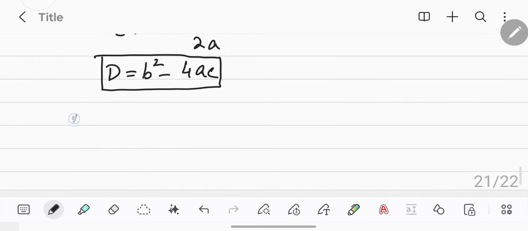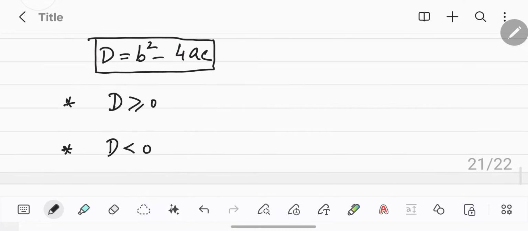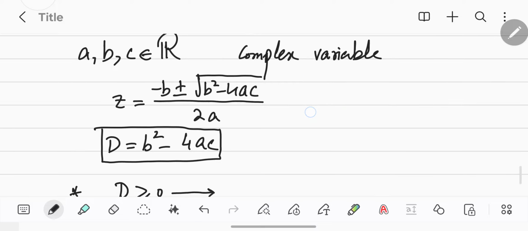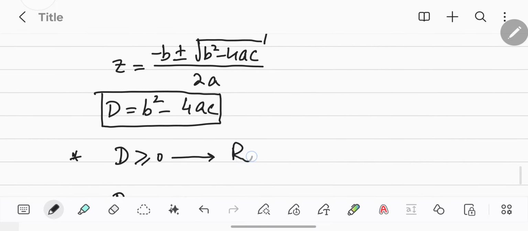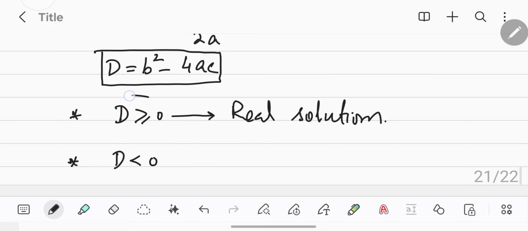If we talk about this discriminant, it has 2 possibilities. The first one is either D is greater than or equal to 0, and the second possibility is D is less than 0. If the first possibility is true, then we say the quadratic equation has real solutions. Why real solutions? Because it is positive. In other words, it is non-negative.